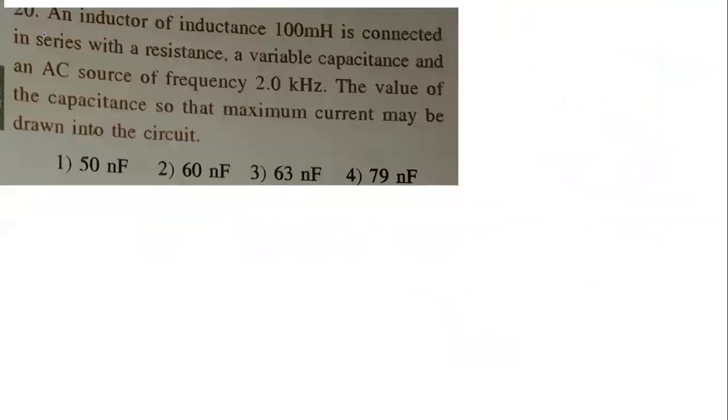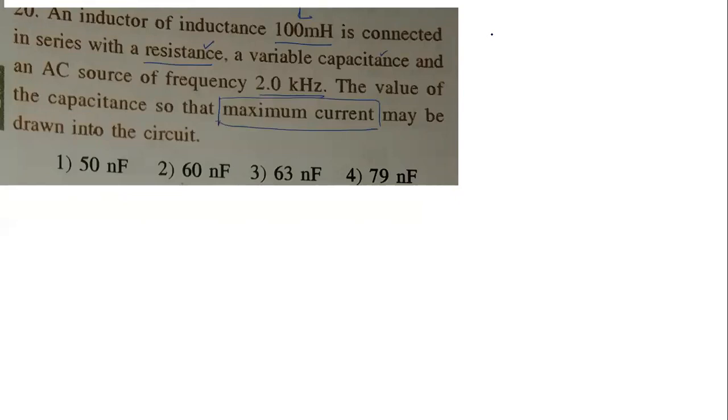Question number 20. An inductor of inductance 100 millihenry, L, is connected in series with a resistance, a variable capacitance and an AC source of this frequency. Find the value of capacitance so that the maximum current may be drawn from the circuit. Look at the key point here: maximum current. It is simply an LCR circuit because inductor, resistor and capacitor are there.